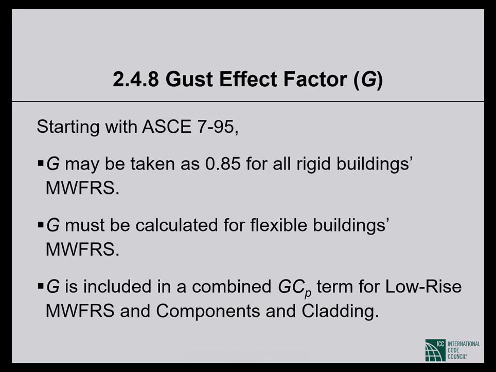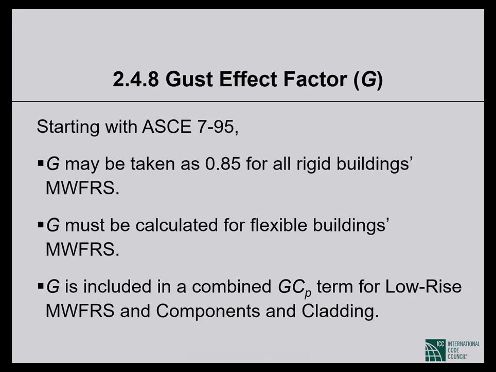G and the external pressure coefficient C sub P are lumped together and given to us in a lumped together manner in many situations in ASCE 7 and BNBC 2020. We will look at that as we go through the material. Okay, so sometimes it is G separate from C sub P, other times it is G and C sub P lumped together. Okay, so rigid buildings, flexible buildings.